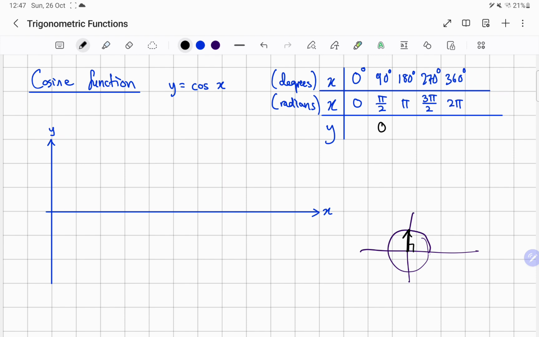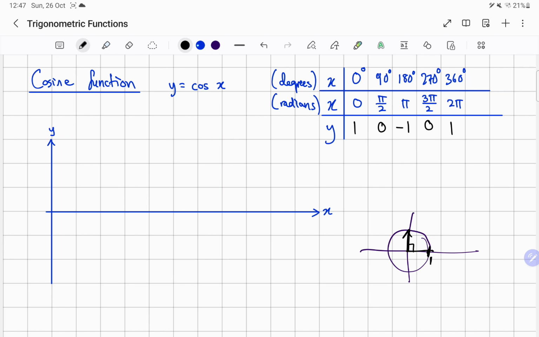If you look at 0 degrees, you know that the x value is 1. And so this will go to -1, and then it will go to 0 again, and then it goes back to 1 when you come a full circle.